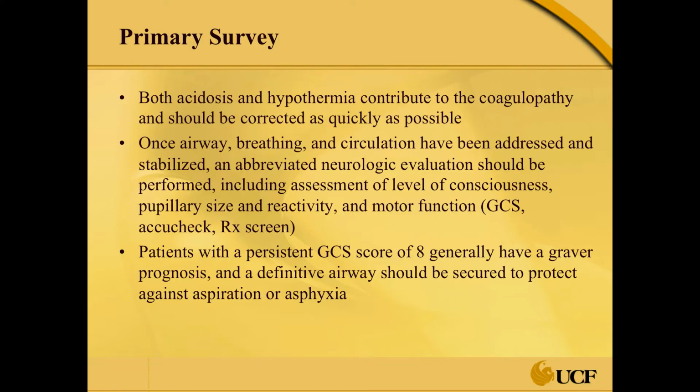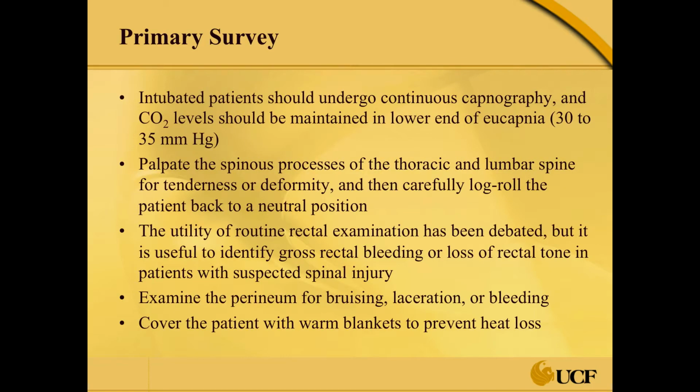Once airway, breathing, and circulation have all been addressed and stabilized, then an abbreviated neuro exam can be done. So we can look at level of consciousness, pupillary size, reactivity, motor function, looking at Glasgow Coma Scale, Accu-Checking, looking for a urine tox screen as well. Patients with a persistent GCS less than 8 generally have a graver prognosis, and they need a definitive airway because those guys are going to lose their airway, they're going to aspirate or asphyxiate.